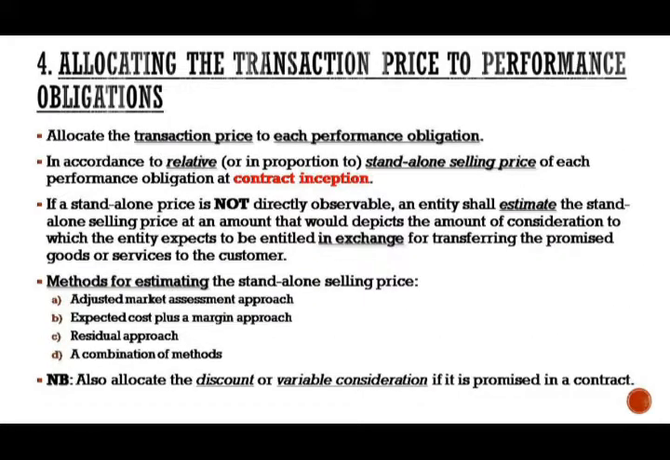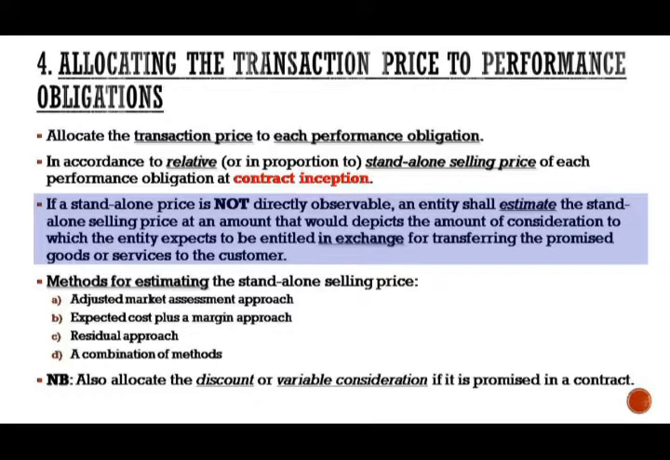In terms of step 4, the allocation of transaction price to a performance obligation, the transaction price needs to be allocated to each performance obligation in accordance with the stand-alone selling prices. I'll assume that in the question you will be given the stand-alone selling prices. Then you need to use them at the contract inception, at the beginning of the contract.